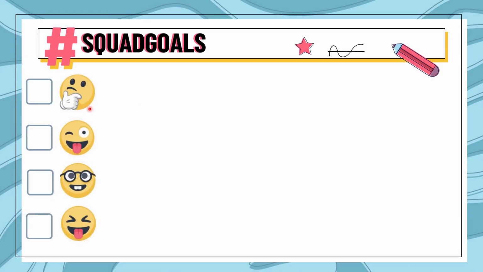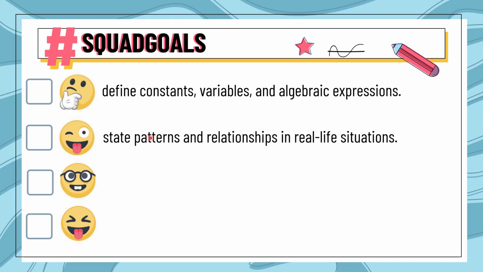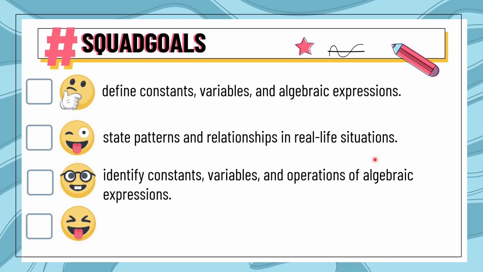Since it's New Year, it's 2022, we increase the number of your squad goals for this topic. First one, define constants, variables, and algebraic expressions. Second, state patterns and relationships in real-life situations. Third, identify constants, variables, and operations of algebraic expressions. Lastly, list the possible values of a variable. We've got 4 squad goals to finish, so let's start.